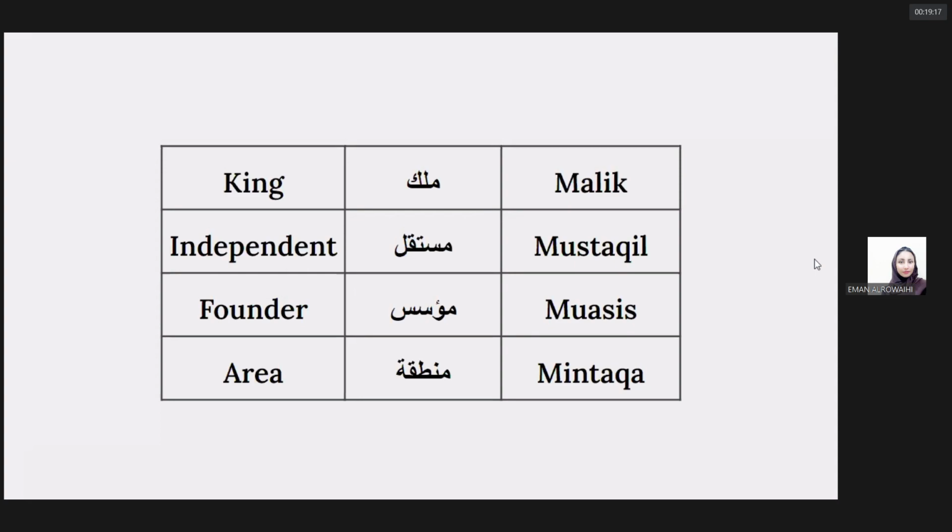Founder is مؤسس. مؤسس. عبد العزيز آل سعود is the مؤسس of Saudi Arabia. Area. منطقة. منطقة. If you want to describe an area, we will say منطقة الخبر, منطقة الدمام, منطقة الرياض, or منطقة جدة, منطقة مكة. طيب, area means منطقة.